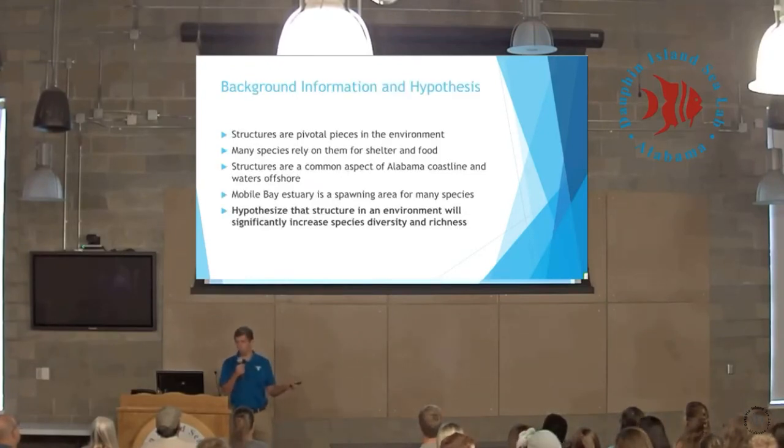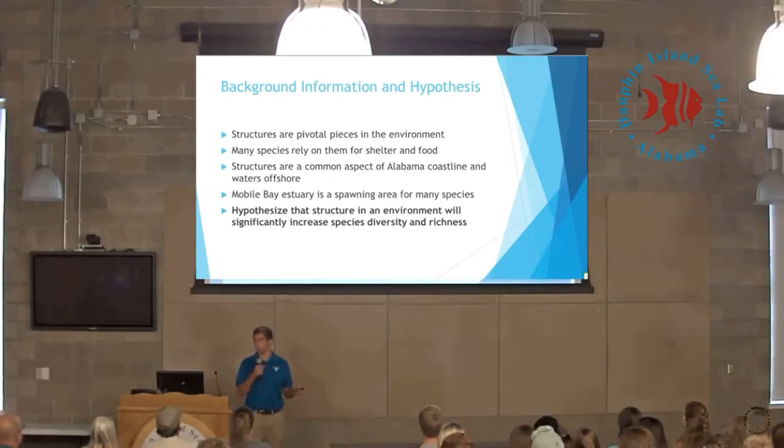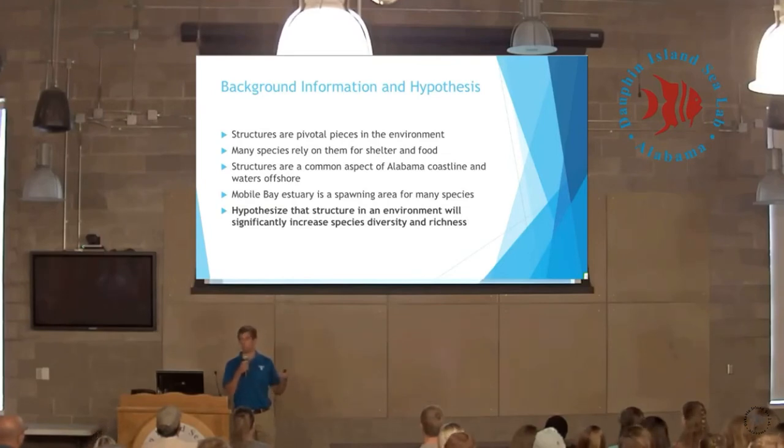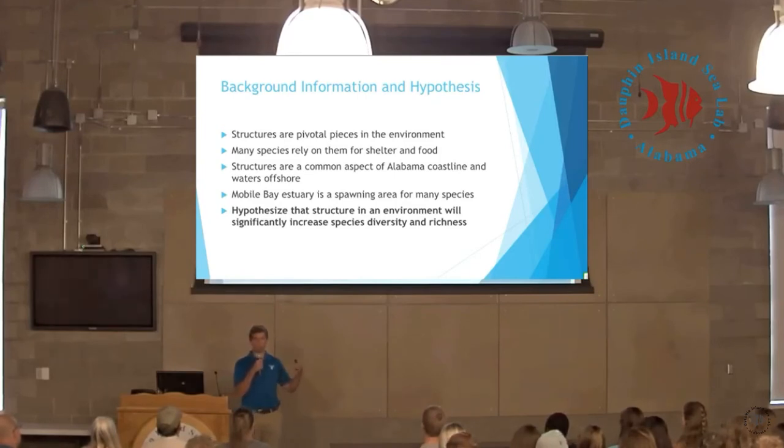Some background information. Structures are pivotal pieces of an environment. They provide smaller fish with shelter and food, shelter being from the larger fish, the predators, and food being the primary producers, like maybe on a rock, that are growing on the rocks. Mobile Bay is an estuary, and these structures are very important for the juvenile fish that grow up in the estuary, and they need the structures to hide from predators so that they can live on to adulthood.